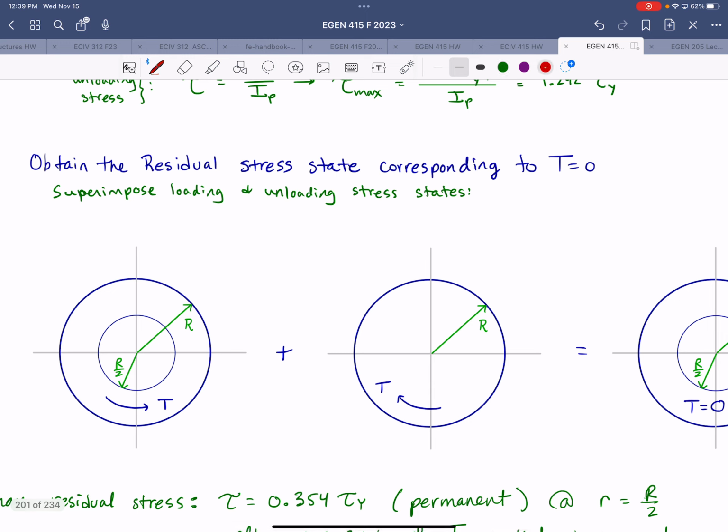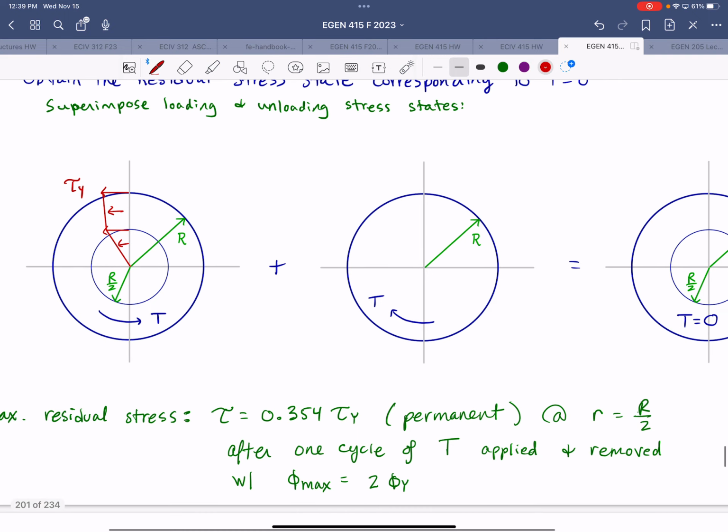All right, so our loaded stress state, we add our yield stress in that region. Our torque is equal to 1.292 times the yield torque, and our angle of twist is 2 times the yield angle.